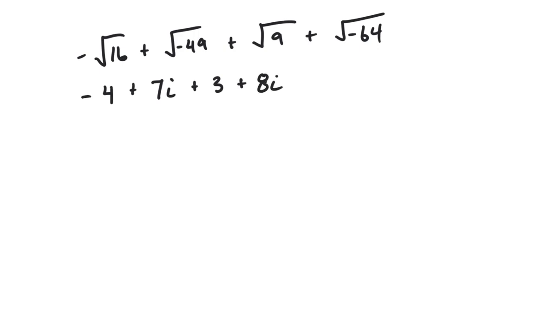Combine your like terms. -4 and 3 is -1. 7i and 8i is 15i. So just remember, if the negative is out front, that does not make an imaginary number. If the negative is inside the square root, that does.